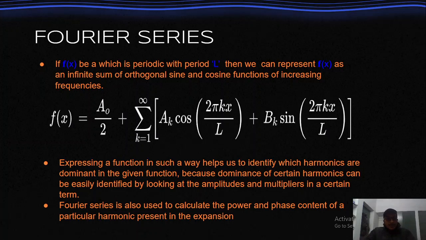So coming to the Fourier Series, if we take a function f of x, which is actually periodic with a certain period l, we can then represent that function f of x using infinite sum of orthogonal sine and cosine functions of increasing frequencies, which is represented by the equation given below, where f of x equals a naught by 2 plus sum of k equal to 1 to infinity a_k cos 2 pi kx by l plus b_k sine 2 pi kx by l.